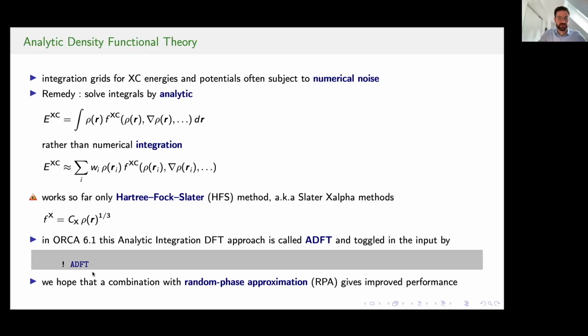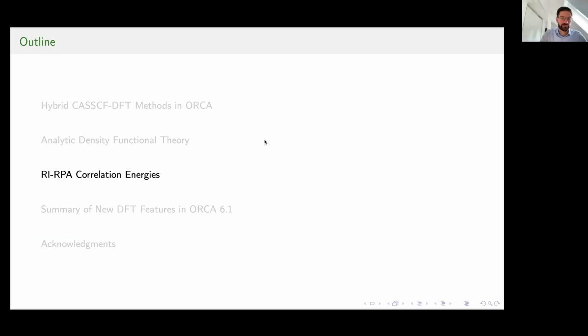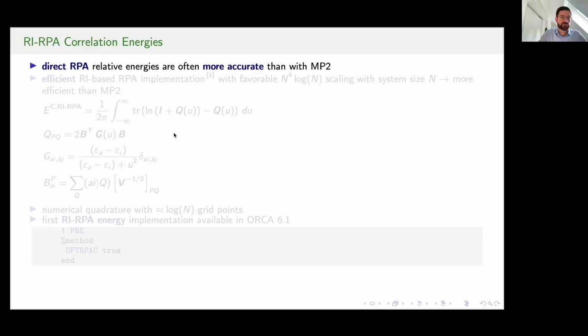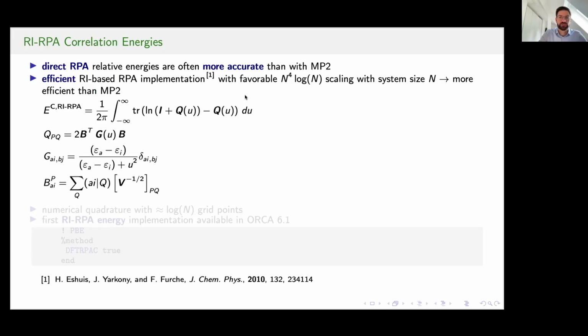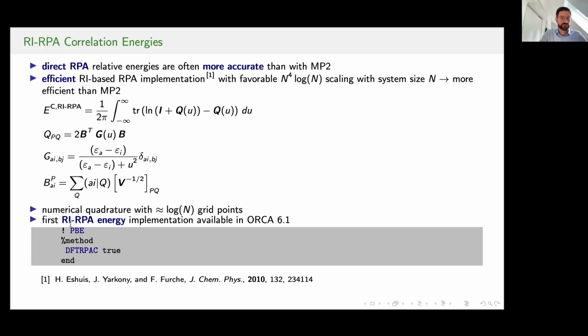Our hope is to combine that with other more accurate methods like the random phase approximation to obtain improved results without doing numerical integration for the exchange correlation energies and potentials. Speaking of the random phase approximation, we now also have an efficient implementation of the direct RPA energies. Those are usually much more accurate than MP2, and they also have a much more favorable scaling of the cost. They scale with N to the power of 4 times logarithm of N, while MP2 has a fifth order scaling. We now have a first RI-RPA implementation available in ORCA 6, and it can be easily called by specifying the DFT RPA-C flag in the method block of the input.